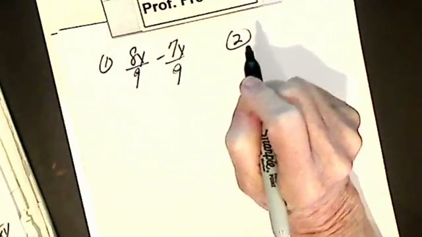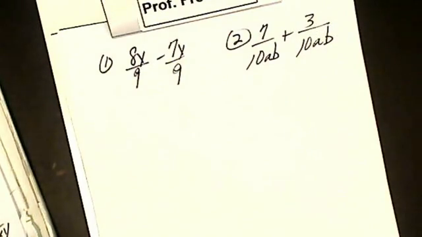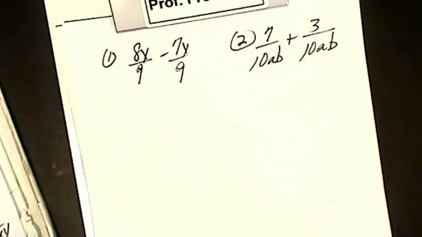8x over 9 minus 7x over 9. I think everybody will get that right. Then I want you to do this one: 7 over 10ab plus 3 over 10ab. And I think everybody will get that right too. So I'm just going to wait a couple seconds, but if you want, put it on pause. And then when you have it, just start it up again.